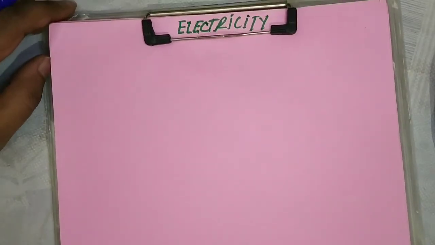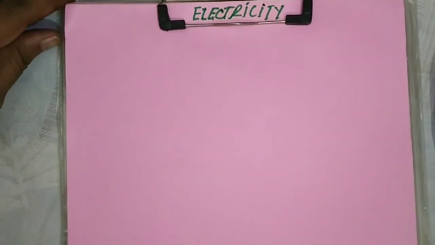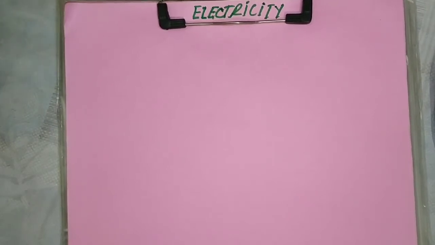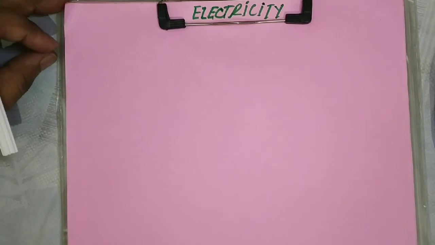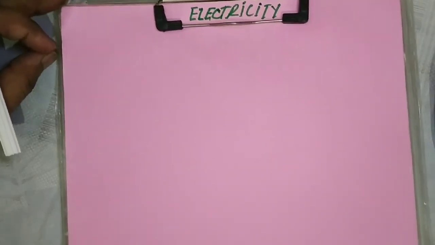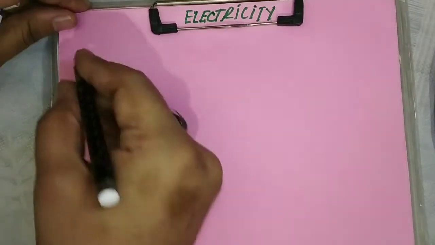So in the last video we talked about the introduction of electricity and charge. In this video we will continue further. We will talk about the electric circuit, electric potential difference, and Ohm's law. So let's start. We'll start with the electric circuit.